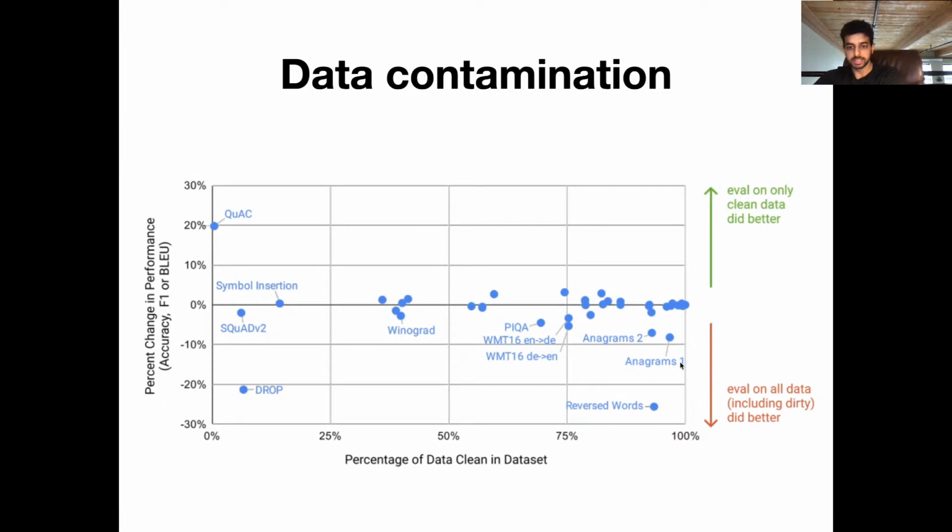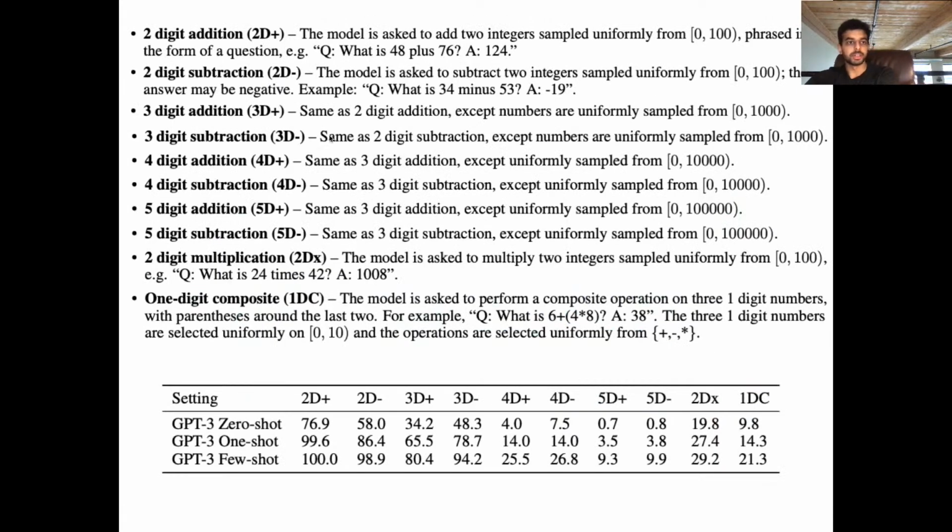You see here all these anagrams and reversed words are close to 100% clean, meaning there's no overlap between them and the pre-training data. Some of those tasks are like 2-digit addition, like, what is 48 plus 76? And in the few-shot case, they give it some examples formatted like this and ask it to answer these questions. And these quickly get more complicated, and here they have even multiple operations in one question.